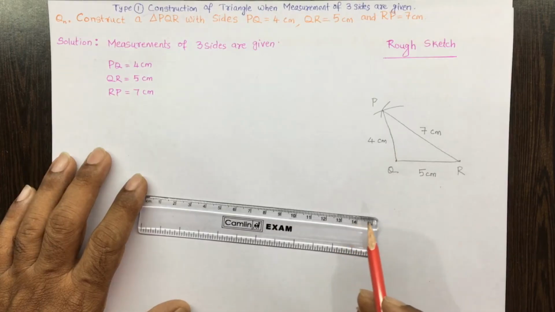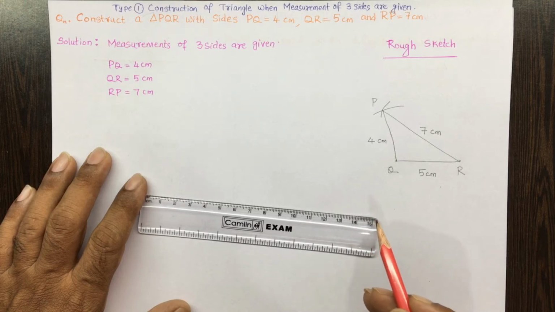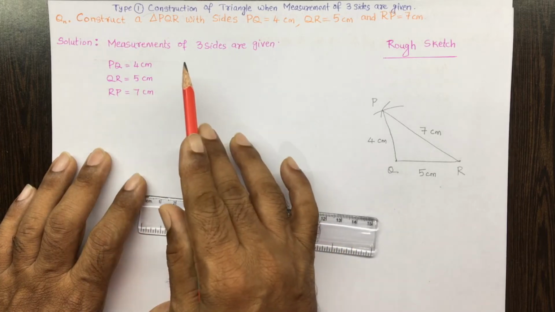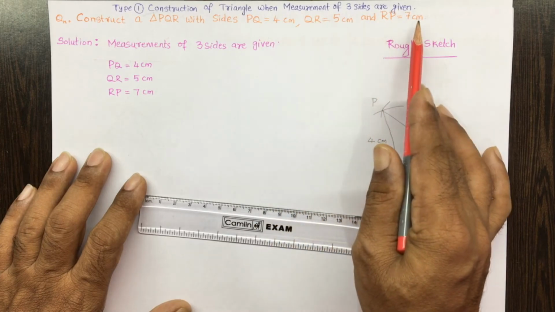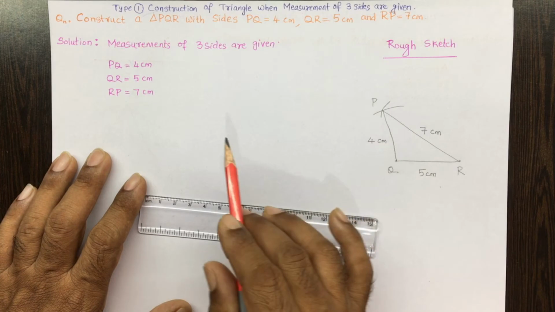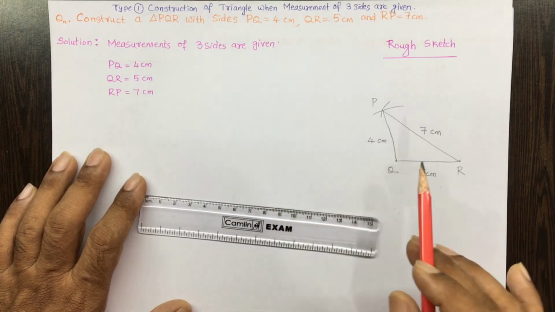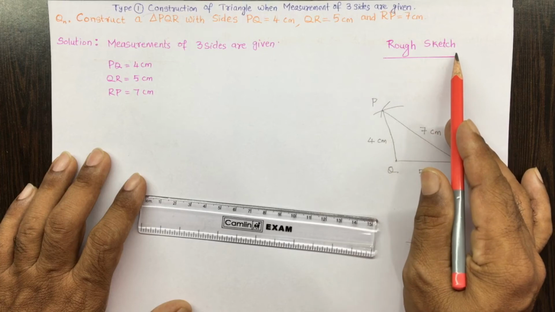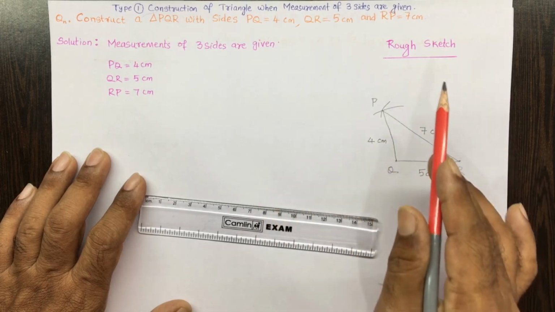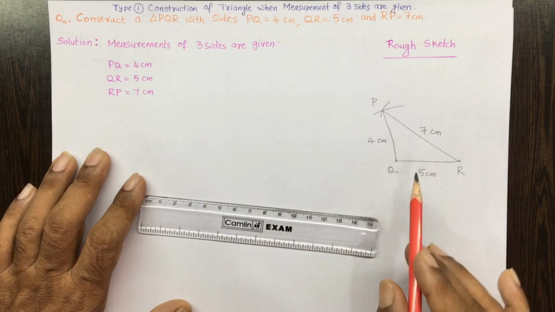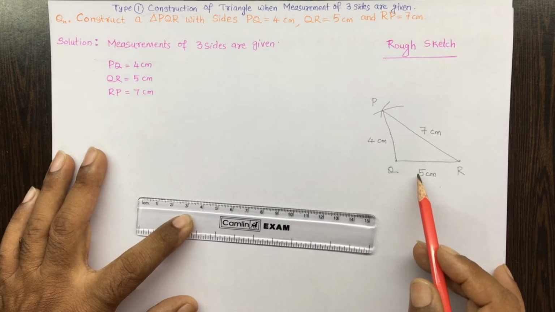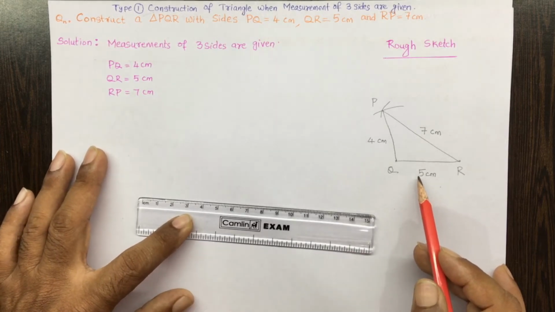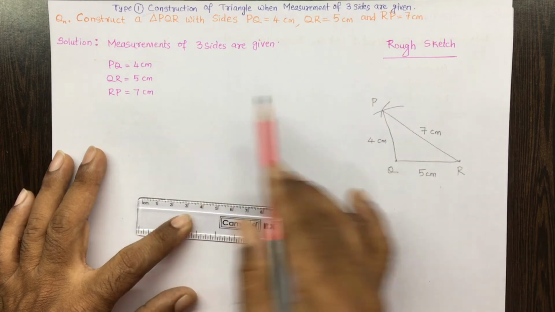Type 1 is the construction of a triangle when the measurements of 3 sides are given. Construct a triangle PQR with the sides PQ 4 centimeters, QR 5 centimeters and RP 7 centimeters. For any triangle construction, you need to draw a rough sketch, a rough diagram, and you need to label the names of the points or the sides of the triangle. Here the given measurements are there.